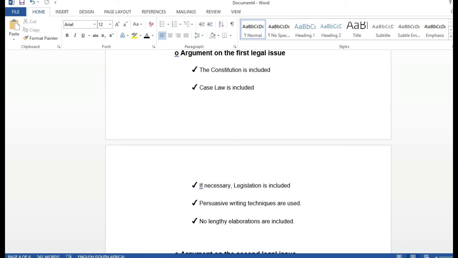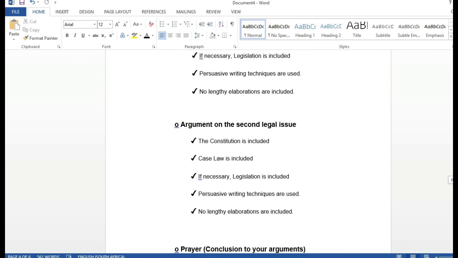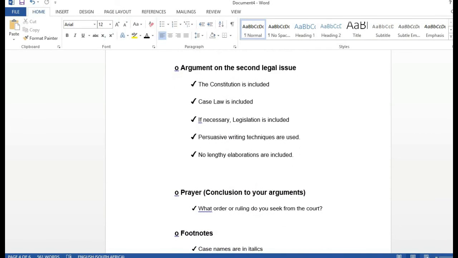Remember that in your argument on the first legal issue or your argument on the second legal issue, not to have lengthy elaborations. So after you've done your legal issues and dealt with them separately under separate headings, you usually have your prayers. Most people see prayers as a conclusion to your arguments that you did above, but technically what needs to happen is that you have to provide a summary or a conclusion for all your arguments. Your argument on the first issue should have a conclusion, your argument on the second issue should have a conclusion, and then your prayer needs to be more specific than a conclusion, because a conclusion would be like, and on the second legal issue we conclude that A, B, C, D, E.